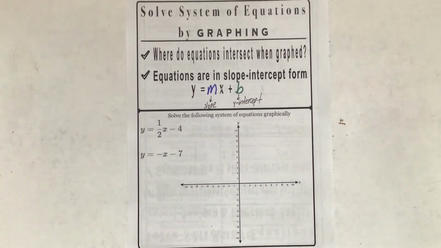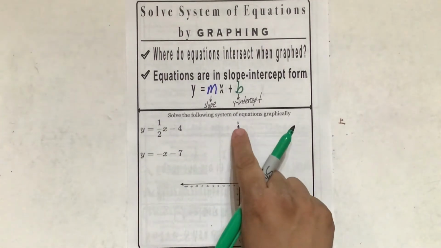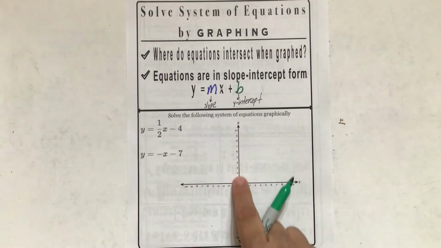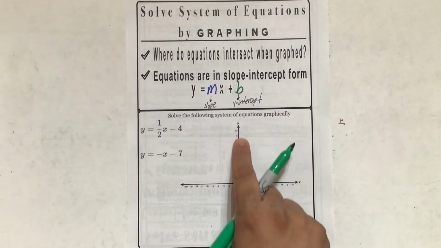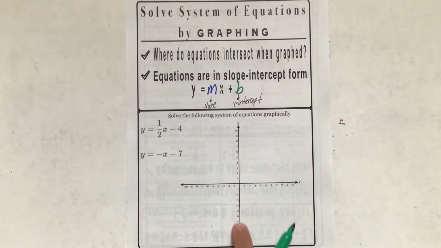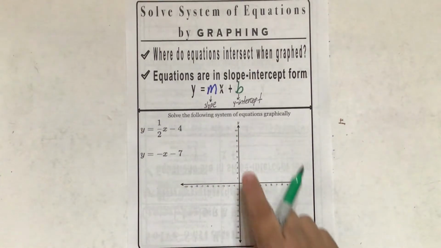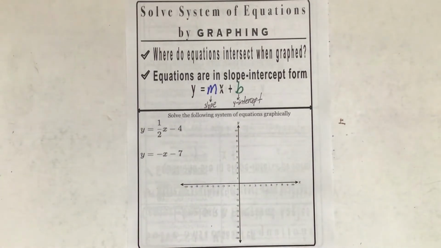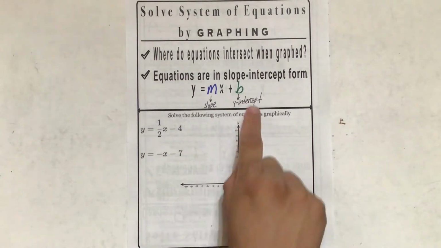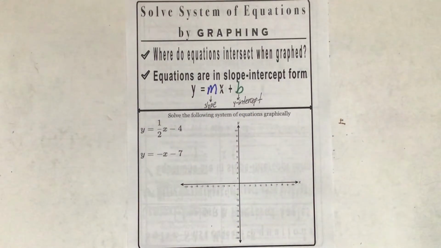The b is the y-intercept. So the y-intercept is where the line crosses the y. And here's the y right here as a reminder, right? It's the axis that goes up and down. This one that goes side to side is the x, but the y is what's important here. So let's identify our m and our b in this equation.